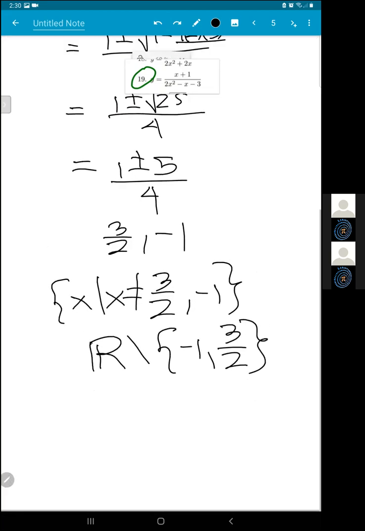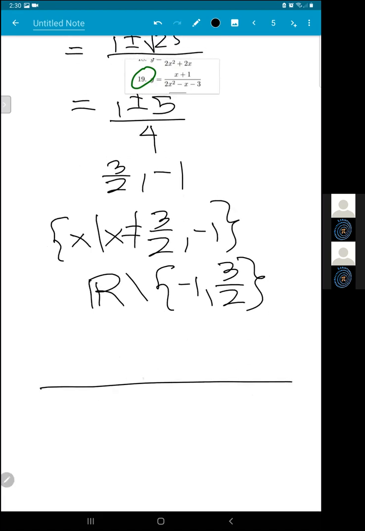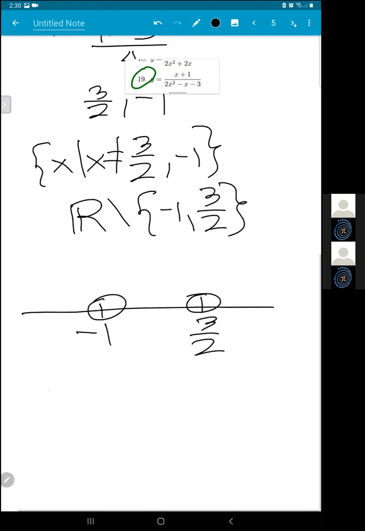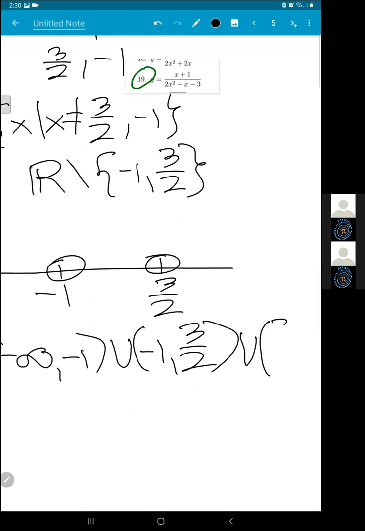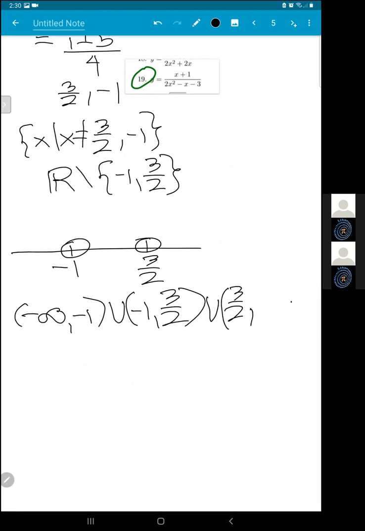Okay, or in interval notation, if you want to, you have to exclude -1 and 3/2. So you write negative infinity to -1, open, union, -1 to 3/2, open, union, 3/2 to infinity. But that is surely a long way of writing down your answer. Okay, let's try another one.